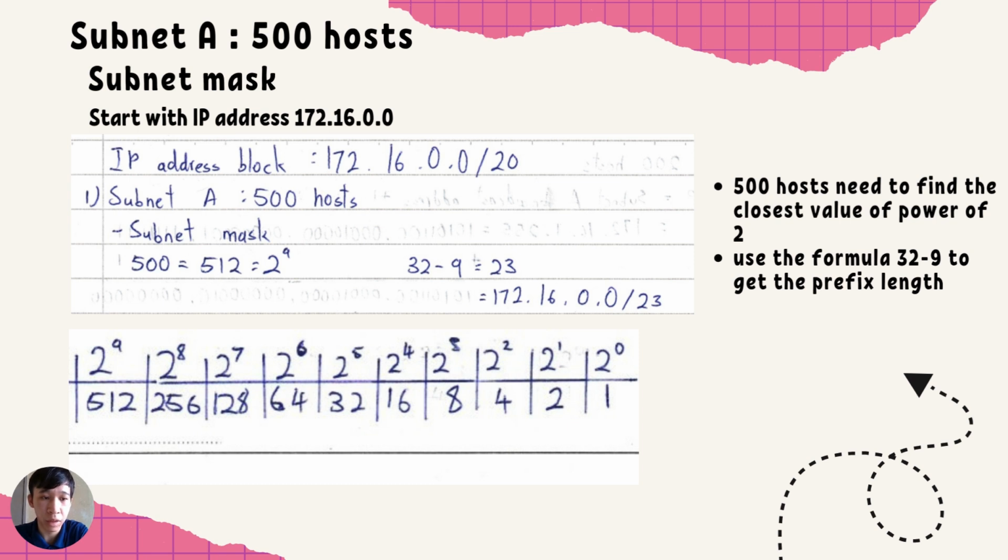When we get the power value, we can use the formula 32 minus 9 to get the prefix length. Why do we use 32 minus the power value? Because IPv4 addresses are always 32 bits long. So 32 minus 9 gives us 23. That's the prefix length. And why do we use powers of 2? Because the IP address and the subnet work in binary form.